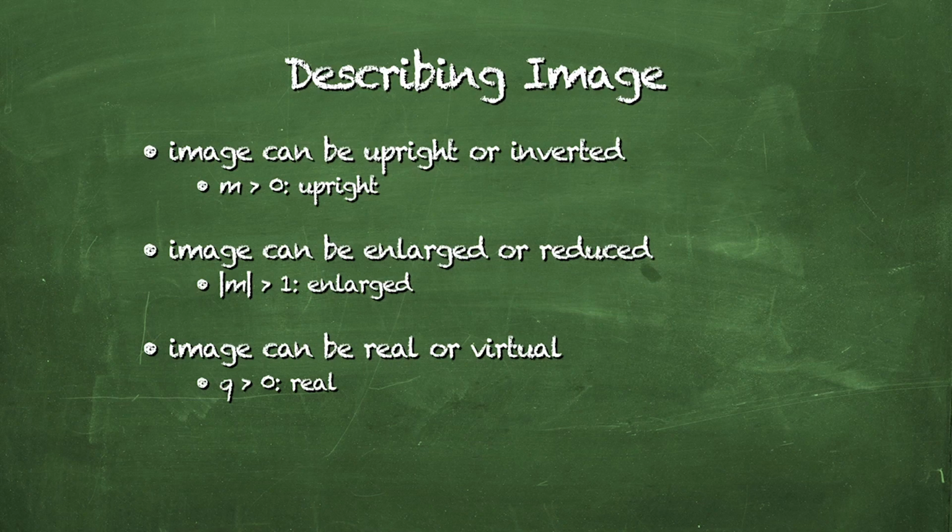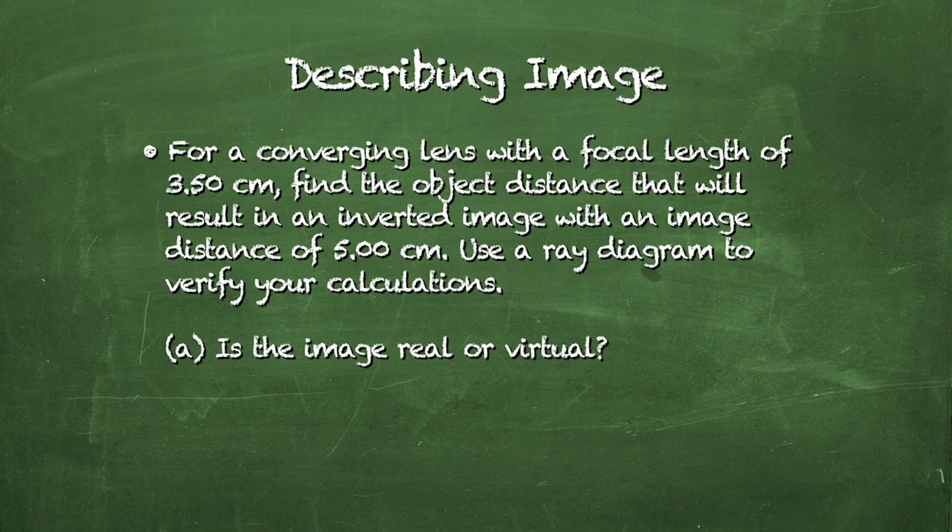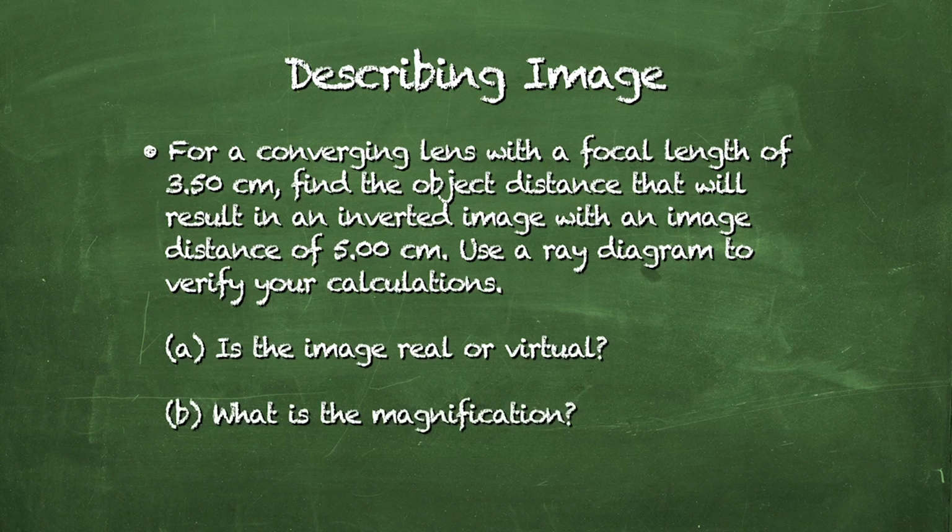Let's work an example. For a converging lens with a focal length of 3.5 centimeters, find the object distance that will result in an inverted image with an image distance of 5 centimeters. Use a ray diagram to verify your calculations. Is the image real or virtual, and what is the magnification? Go ahead and draw a diagram of this situation and list all of your knowns and unknowns and start working, please.